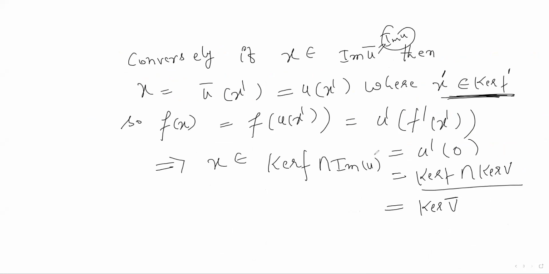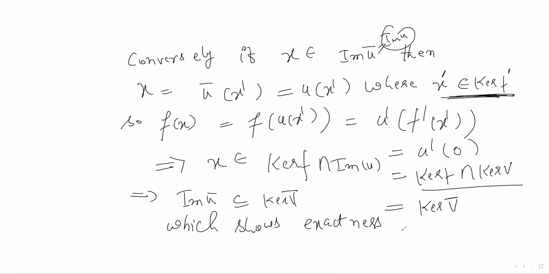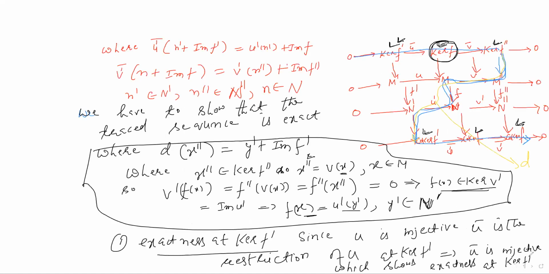So x आपने लिया image of u bar में, x चला गया kernel of v bar में. So this means image of u bar is contained in kernel of v bar. So this establishes exactness at kernel of f. Okay. So next we have to show the exactness at kernel of f double dash.